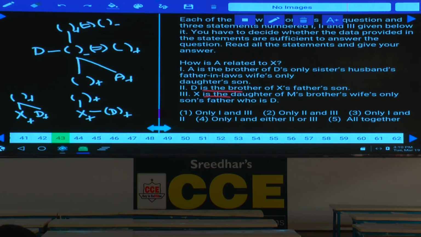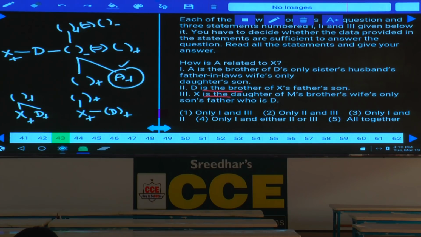As X and D are siblings to each other, what is the gender of this X? Is it required to find the gender of X? Not required. Now, is A's gender known or not?